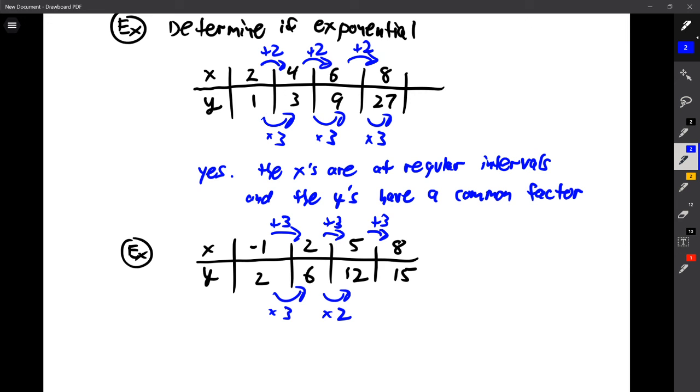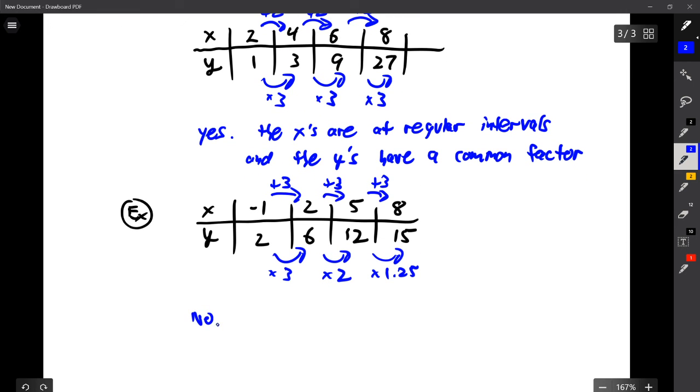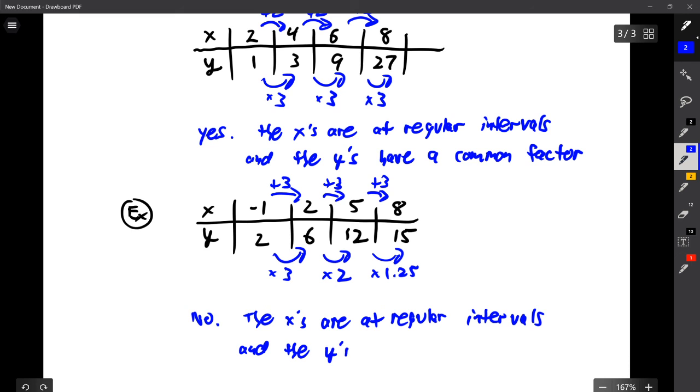Because I don't have the same factor happening each time. All right. To get from here to here, what am I multiplying by? 1 1/4, 1.25. Okay. So we do not have the same. All right. So I could say, no, this is not exponential. Why? Well, I could say the x's are at regular intervals, and the y's do not have a common factor.